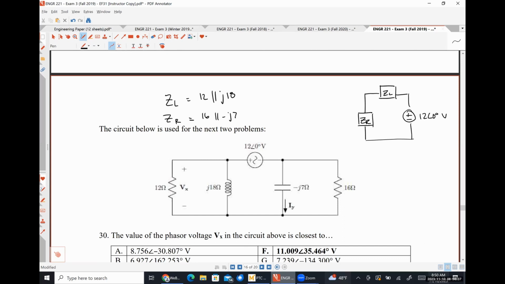So VX is just the voltage drop across that impedance ZL. So VX could be given by 12 angle 0 degrees volts times ZL over ZL plus ZR using voltage division.